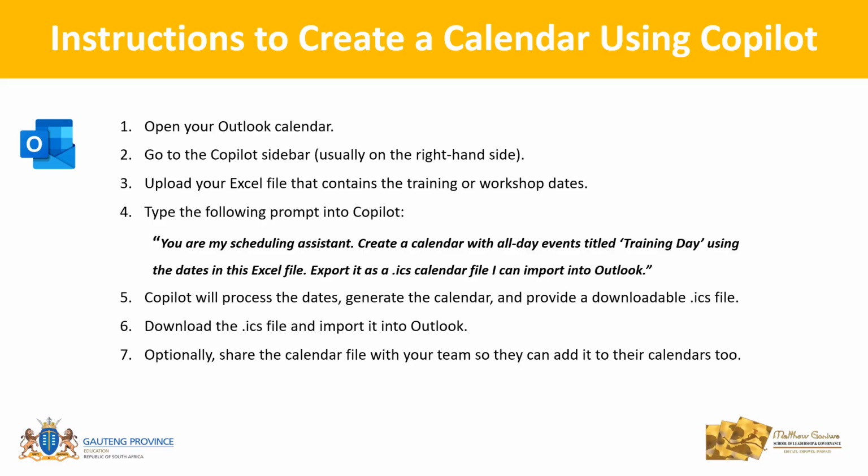Then type this prompt. You are my scheduling assistant. Create a calendar with all-day events titled Training Day, using the dates in this Excel file. Export it as a .ics calendar file I can import into Outlook. Copilot will read the dates, generate the calendar, and give you a downloadable .ics file. You can then import it into Outlook or share it with your team.